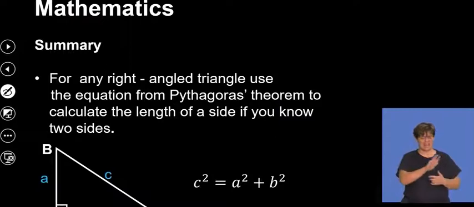Now, for any right-angled triangle, you use the equation from the Theorem of Pythagoras to do what? To calculate the length of a side if you know the 2 sides.